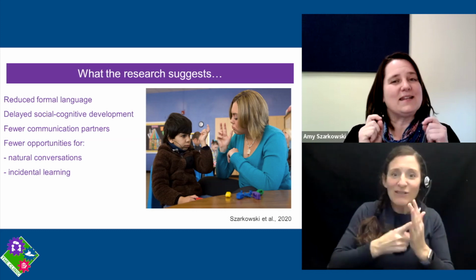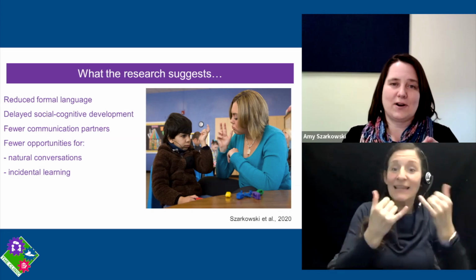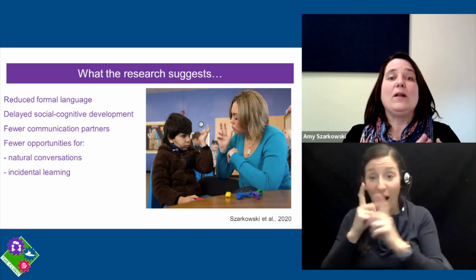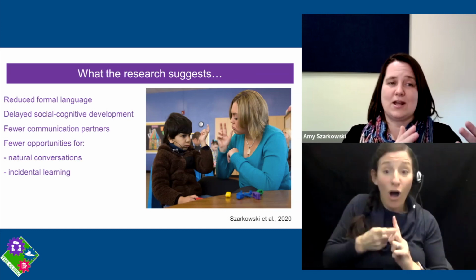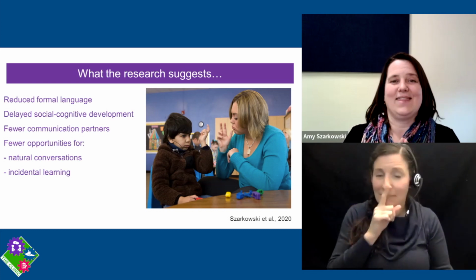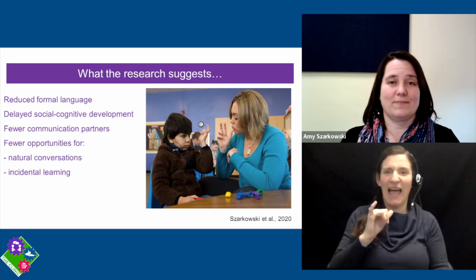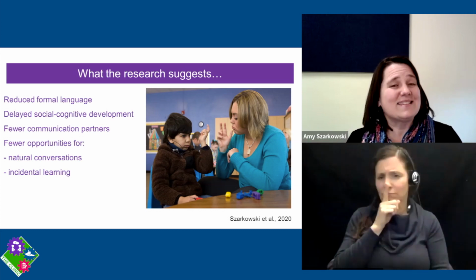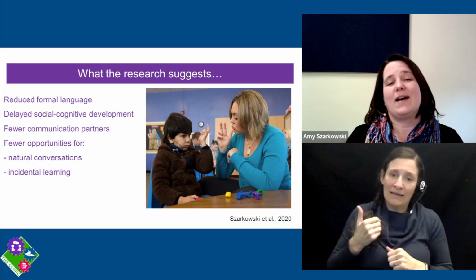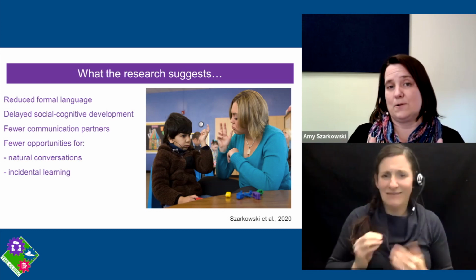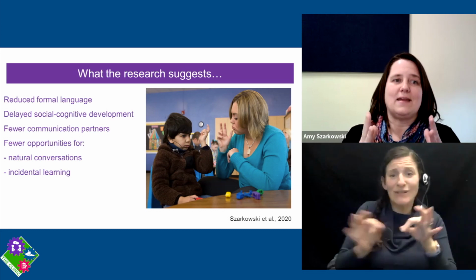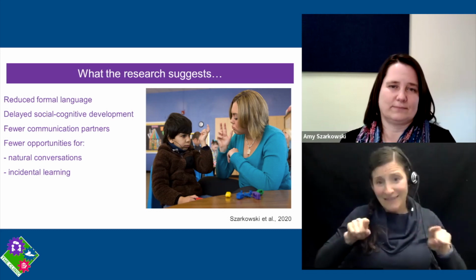Because it's not inherent that children who are deaf or hard of hearing or have complex communication needs will have delays or challenges or reduced language. Please know that I'm not stating that that is true for all. It is, unfortunately, the lived experience for some children who have not had the benefit of early exposure to consistent natural language that they may fall into that category.